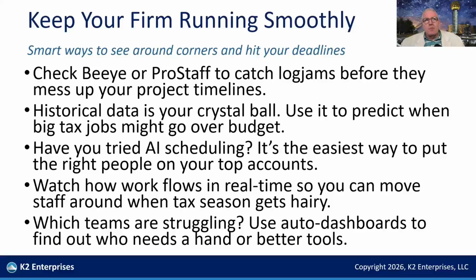So again, you also want to keep your firm running smoothly, so you can use AI to monitor things in here. You can check BI or ProStaff to catch those log jams. There's all manner of tools you can look at. Historical data, again, is your crystal ball. You can look at AI scheduling. There are good scheduling tools out there, like Empire Suite and others in the space. Many of them use linear programming and other approaches. So AI is helpful. But again, look at the tax scheduling, for example, that you have in some of these engines. AI can help, but it may not be a replacement.